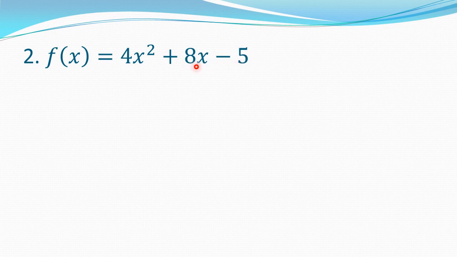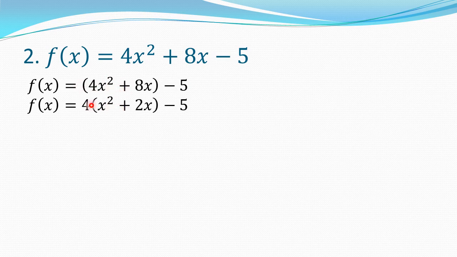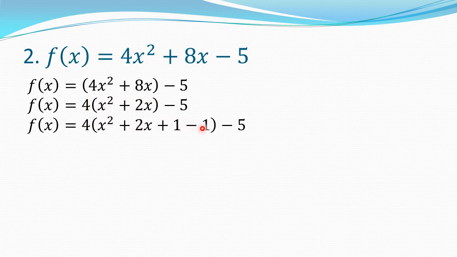4x squared plus 8x minus 5. What you do first is group together the first two terms. You have the quantity 4x squared plus 8x, minus 5. And then we factor out a common constant for these two terms. That's just going to be 4. So we factored out 4, and we have x squared plus 2x. So completing the square of this expression here, we add plus 1 minus 1. It's not always 1 minus 1; it depends on the value of your b.